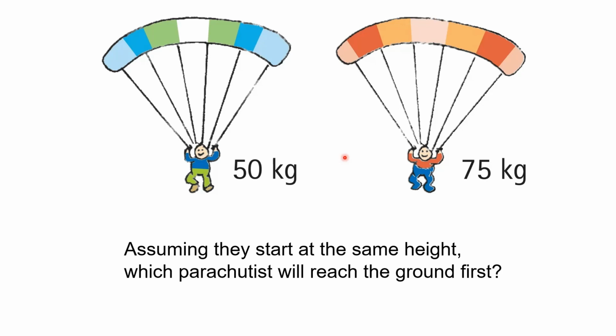Last question. These definitely have different mass. Now the parachute here, we're going to assume is the same area, same frontal area. So that frontal area factor is the same for both of them, it's just their mass. Assuming they start at the same height, which parachutist will reach the ground first? Well, the question is simply which one is going faster if they have the same distance to travel, and it's going to be the heavier one in this case.